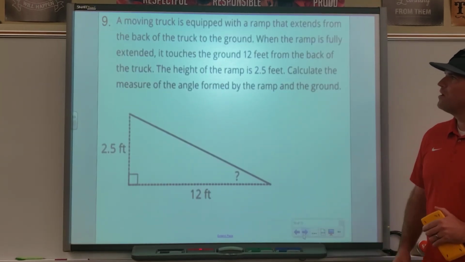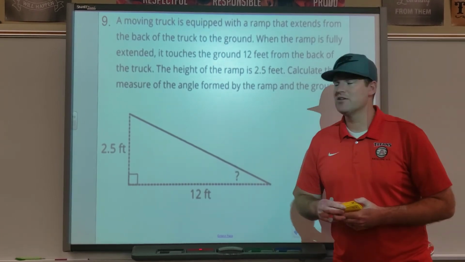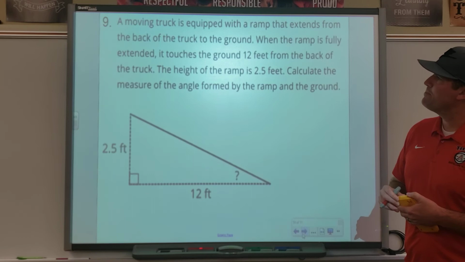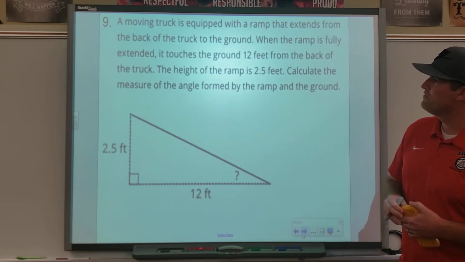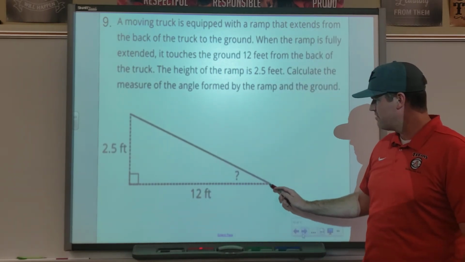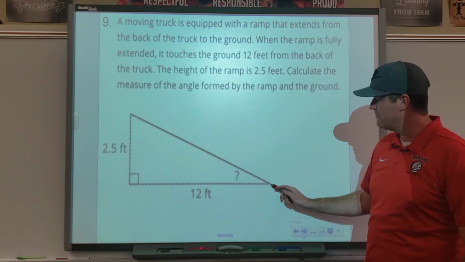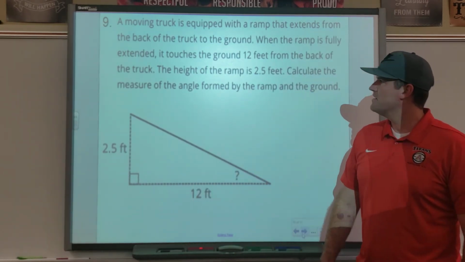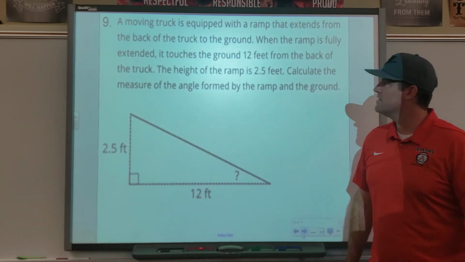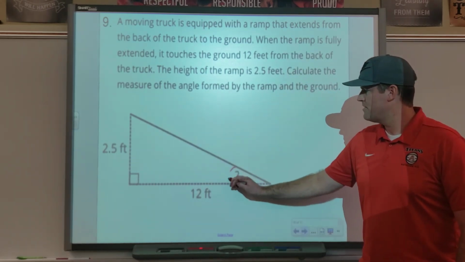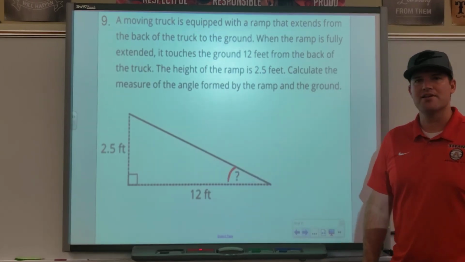All right, one more example before our final problem. We've got a moving truck with a ramp. And when the ramp is fully extended, it touches the ground 12 feet from the back of the truck. So the ramp is right here. So the end of the ramp to the back of the truck is 12 feet. The height of the ramp is 2.5 feet, and we are trying to calculate the measure of the angle formed by the ramp and the ground. So that would be right here.